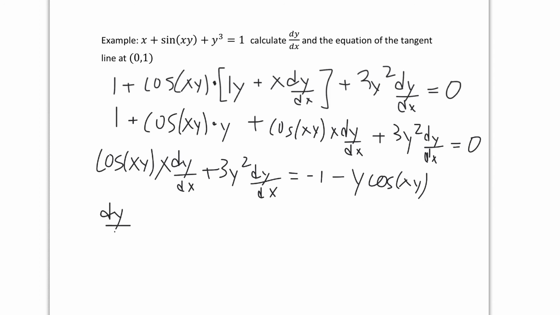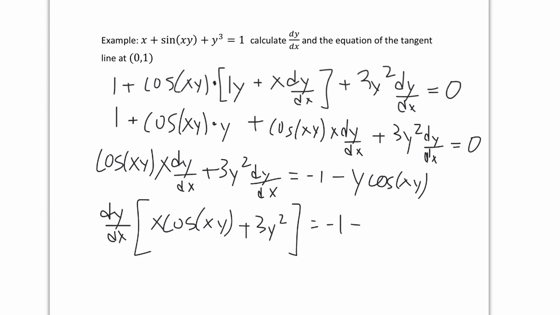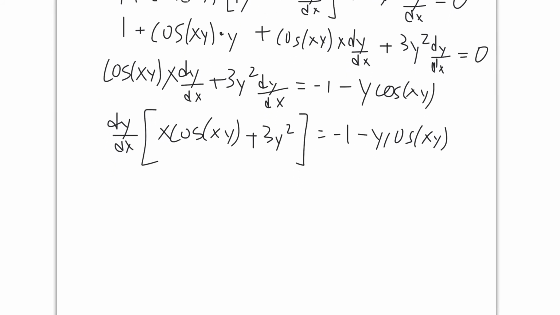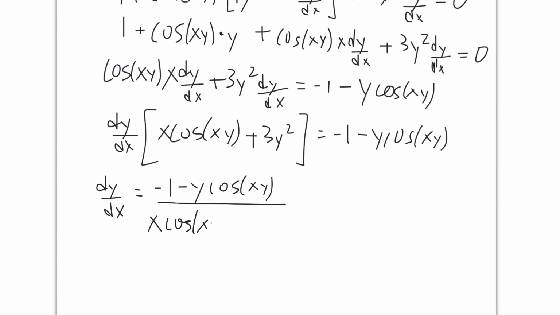Next up, we factor the dy/dx. Again, I'm just going to put the x in front. It makes me feel more comfortable to have the letter in front of the trig function. So x cos xy plus 3y squared equals negative 1, subtract y cos xy. And finally, we have to divide it out, giving us dy/dx equals negative 1, subtract y cos xy, over x cos xy plus 3y squared.